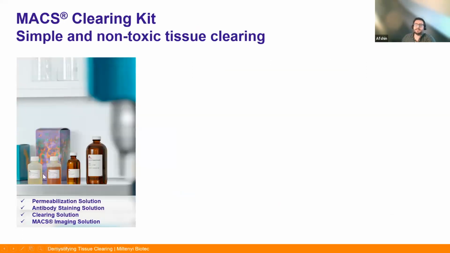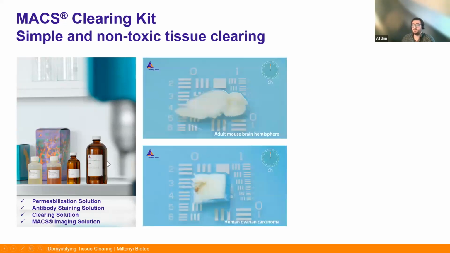To sum up, this is actually the kit. The tissue clearing kit is not only tissue clearing; it is a permeabilization solution, antibody staining solution, clearing solution, and imaging solution that you can later use for the imaging. In this video I already showed how the tissues are becoming clear.